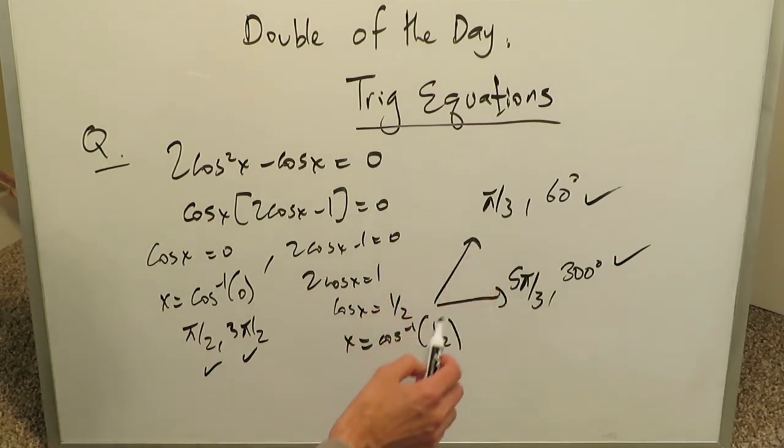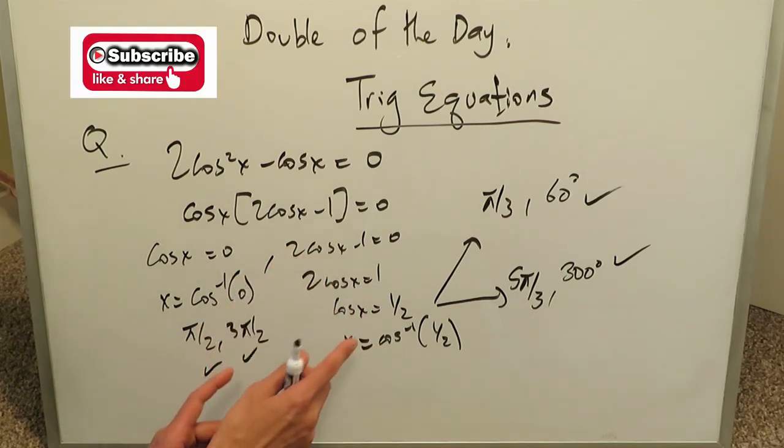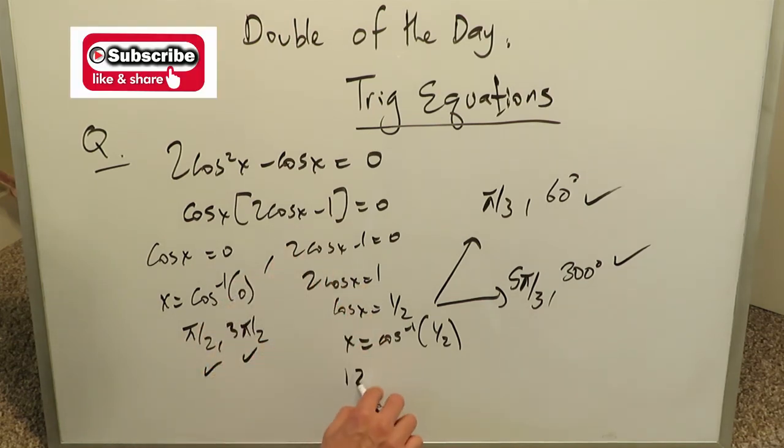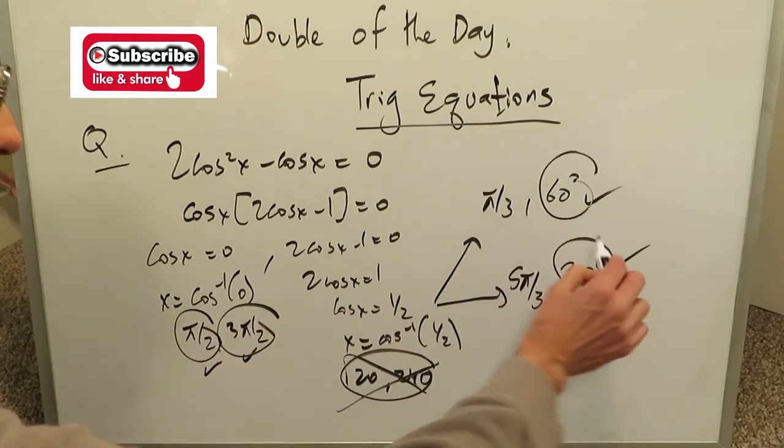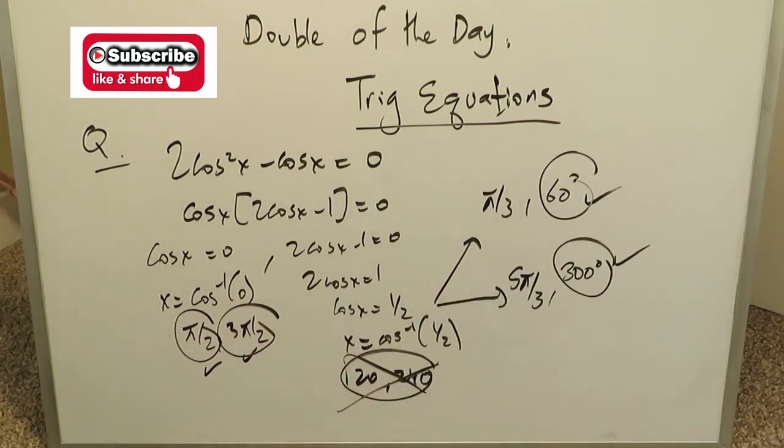Do not make the mistake here of putting the negative 60 answers for cosine, which would have been 120 and 240, because they would be wrong and they would error you out. You have 4 possible solutions here, and they're all circled over here, and they're all the good answers. And with that, we end this video.